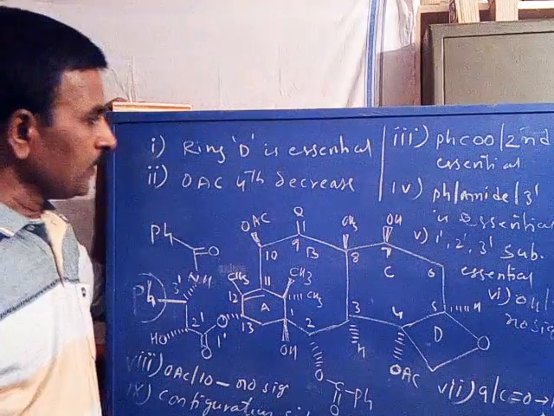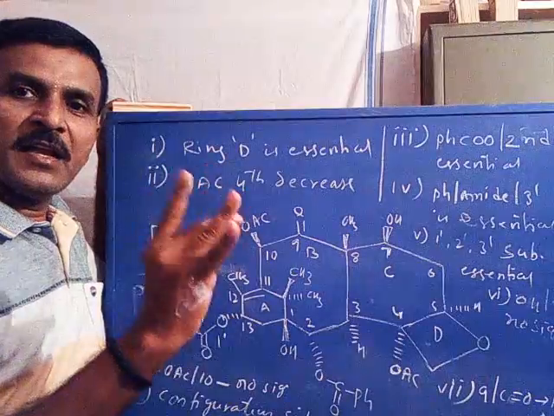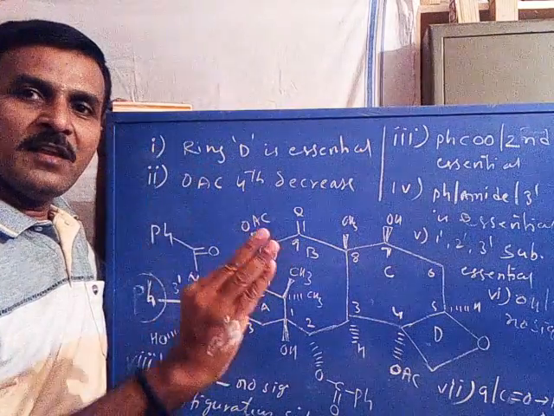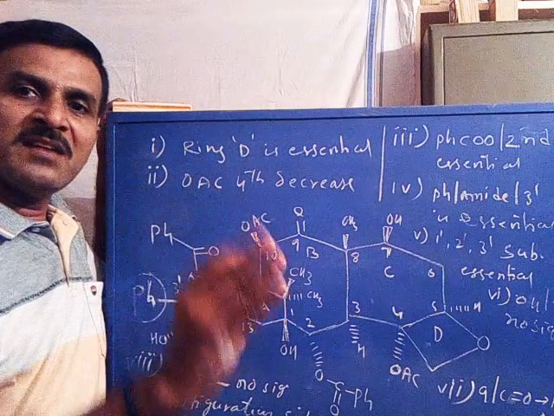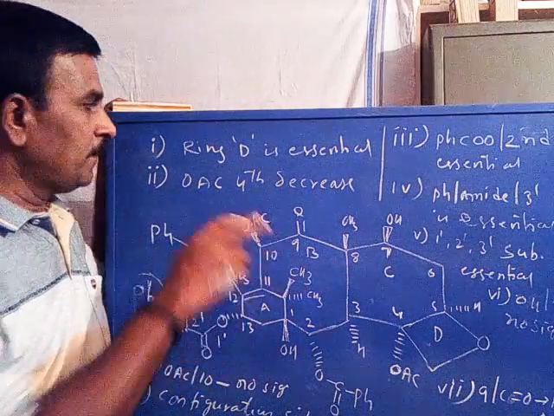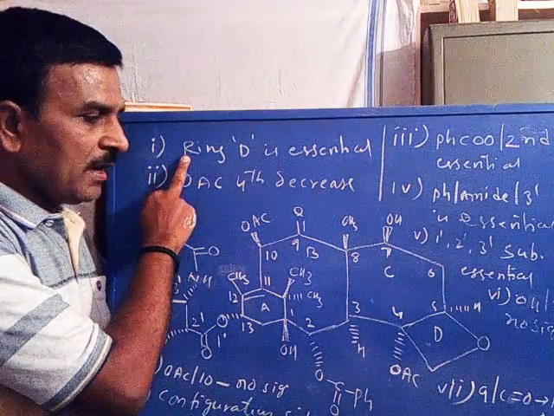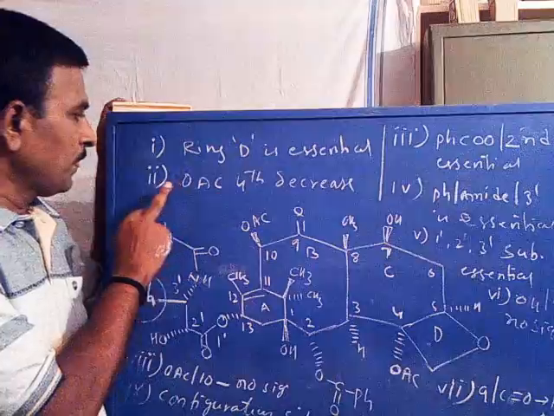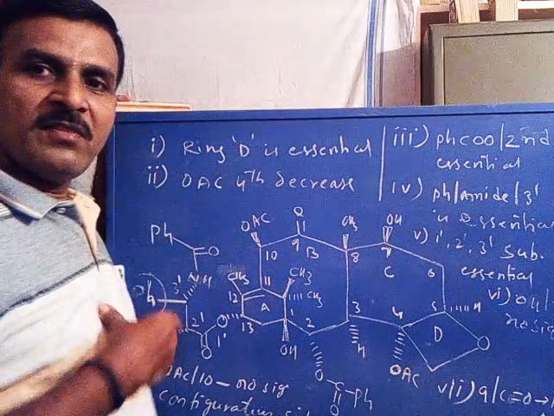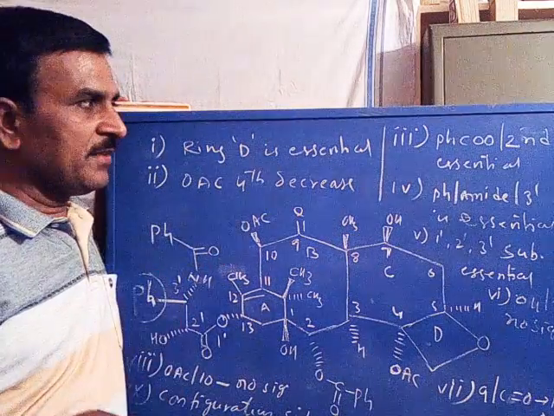In brief, it consists of 4 rings: ring A, ring B, ring C, ring D. Ring A is 6 membered, that is cyclohexene. Ring B is 7 membered. Ring C is 6 membered, cyclohexene. Ring D is 4 membered. So the presence of ring D, the 4 membered ring, is essential on 4,5 carbons. OAC on the 4th position: when we replace the OAC group present on the 4th position, it decreases its activity.